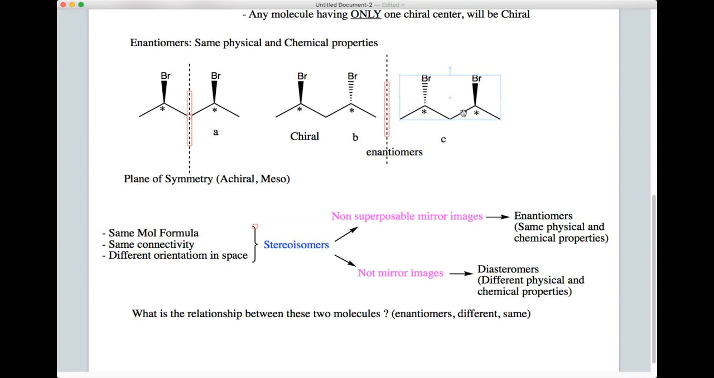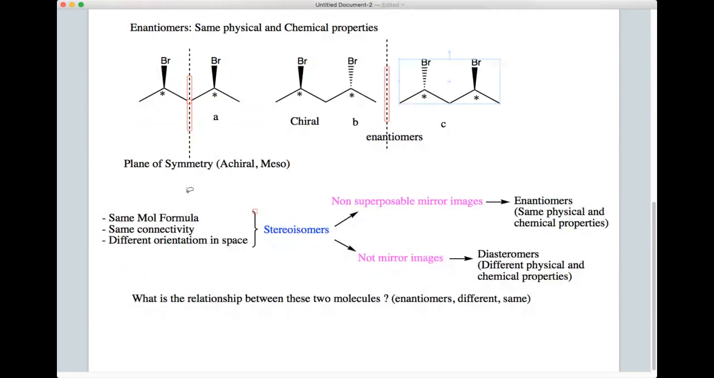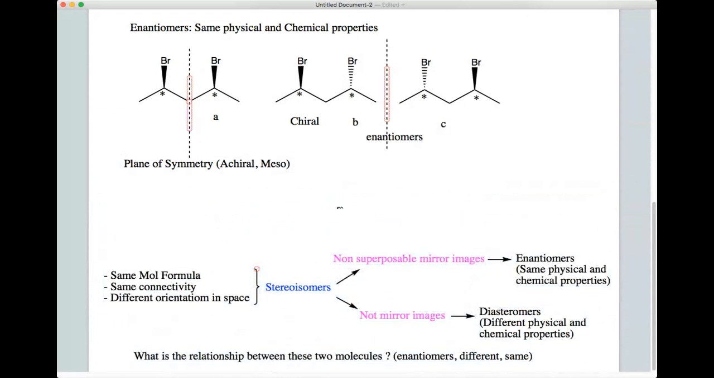So if you superpose these two, you can see how they are not the mirror image of one another. They cannot be the same compound. They have the same molecular formula, same connection, different orientation. They differ in the configuration of one carbon. This carbon here is opposite, whereas here it's the same. So they are diastereomers. So let me give you another one.